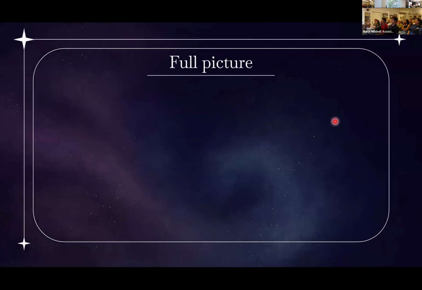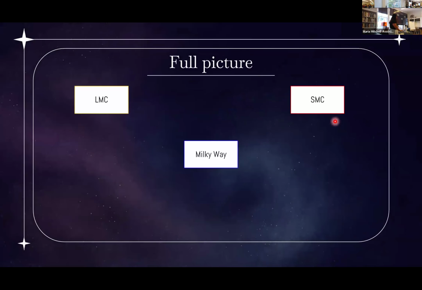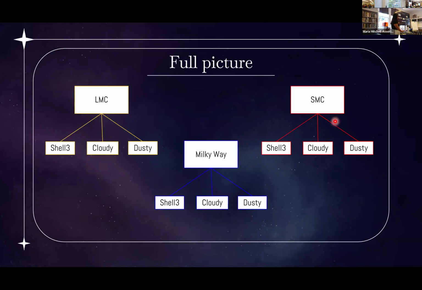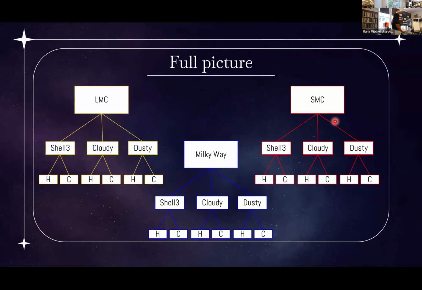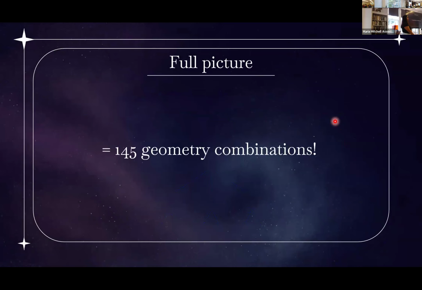And so here's the setup. We simulated galaxies with three types of dust grains, Milky Way, LMC, SMC, each modeled with three global geometries: cloudy, dusty, shell. And those are all with homogeneous or clumpy forms. On top of that, we varied the optical depth, so the amount of dust that we're looking at. Altogether, this gave us 145 different combinations. So that's a lot of geometries.